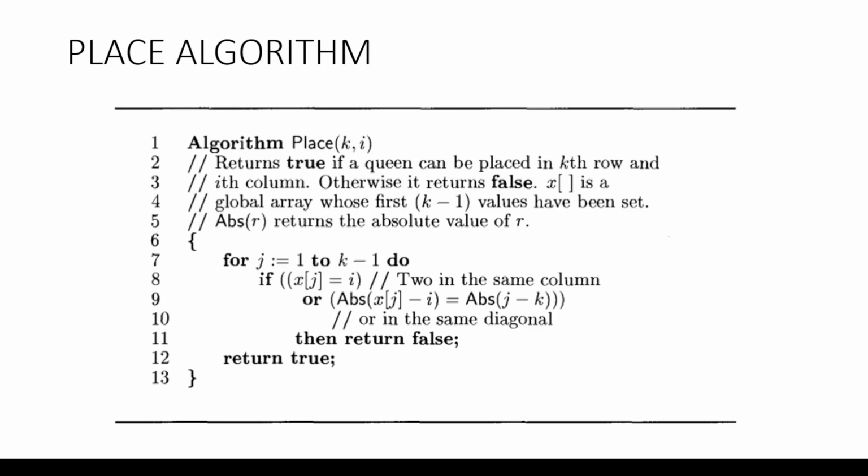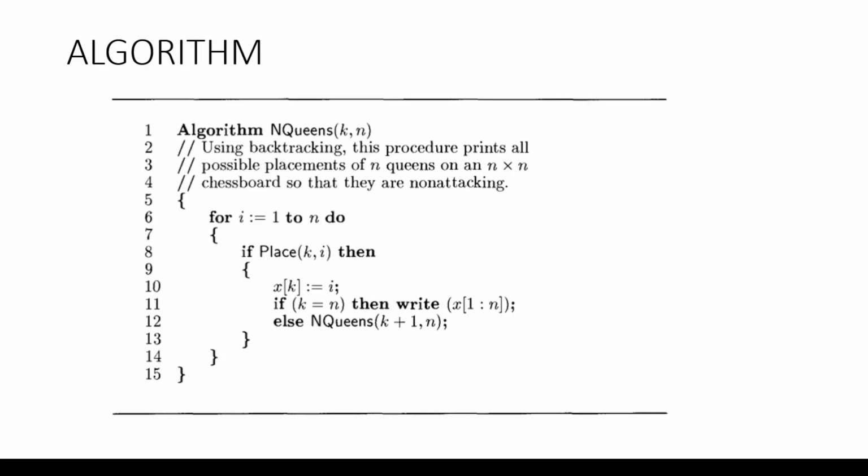So the return of the place algorithm goes to this algorithm, the major part of the n queens algorithm, and it checks if it is true. Then we know that we got a place for the queen, and then we will try for the position for the next queen. Otherwise, we need to backtrack. So this is about the n queens problem.